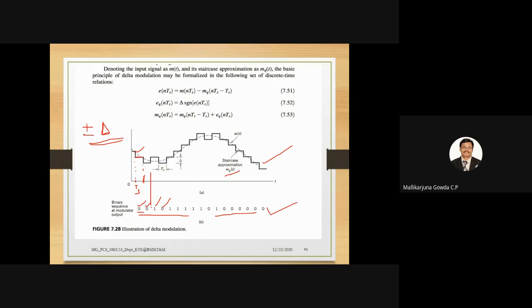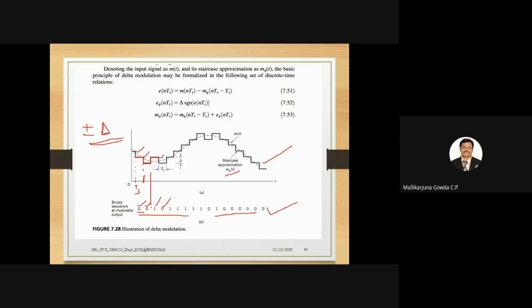So this is 2 TS. At 2 TS, again I compare with my analog signal. Here also, the approximated signal is greater than the analog input signal. Hence, it will be further decremented by delta. That value will be there till the next sampling interval, that is at 3 TS. Now, the approximated signal is less than the analog input signal. Hence it will be incremented by delta, and it will hold that value till the next sample value.